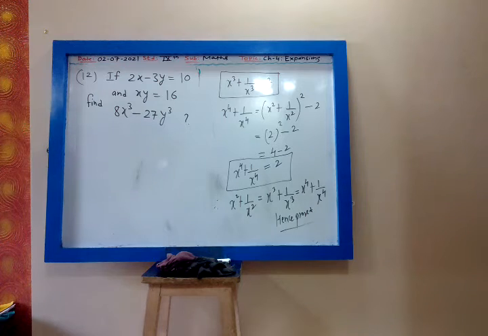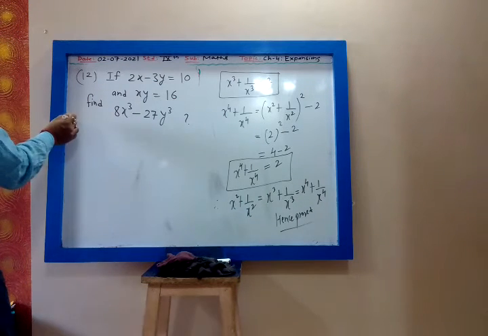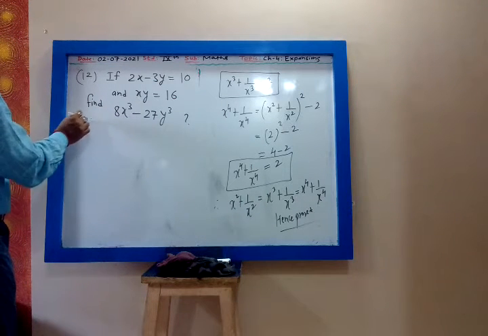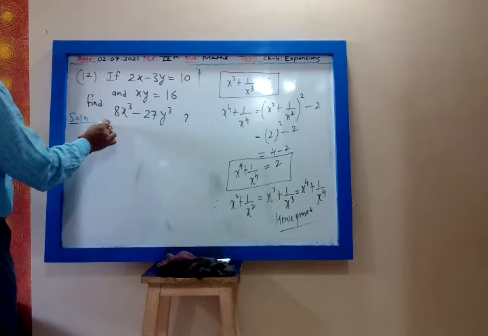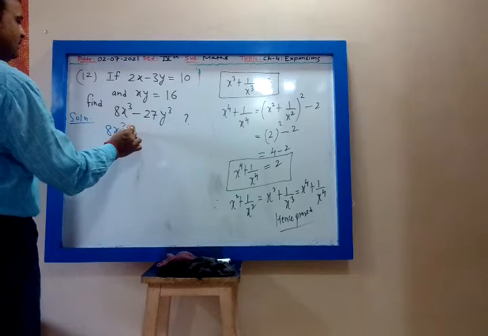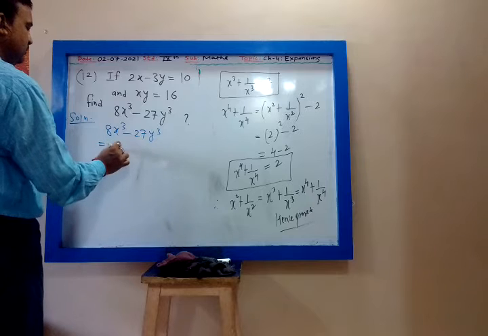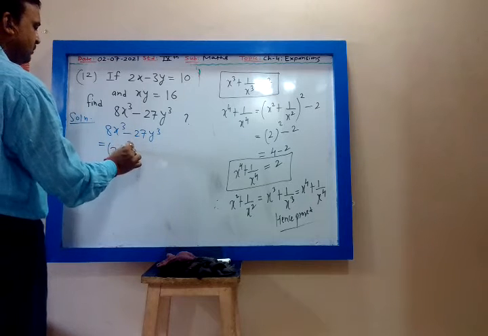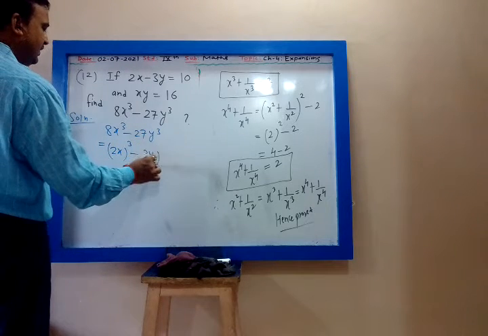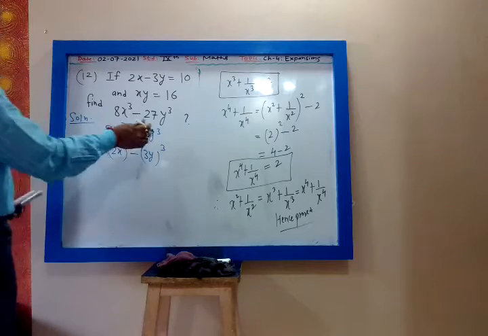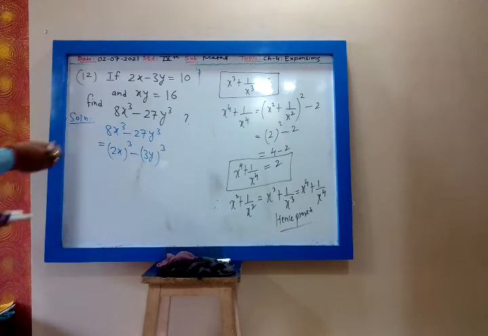So I will write down the direct formula, my dear. Always try to remember the direct formula. 8x cube minus 27y cube, I can write 2x whole cube minus 3y whole cube. Correct. So use the formula a cube minus b cube, direct formula I had given you.